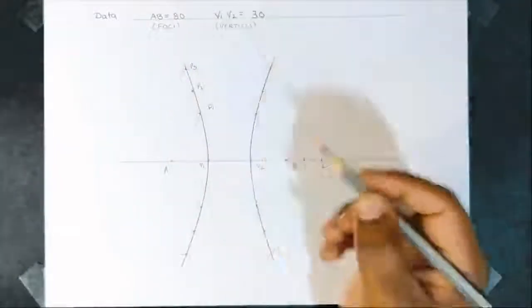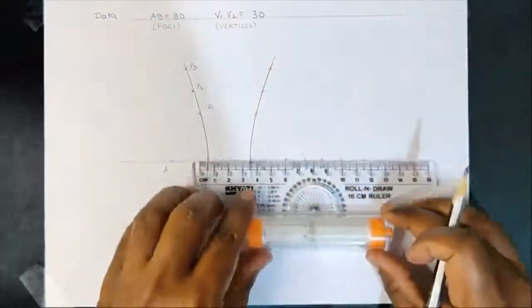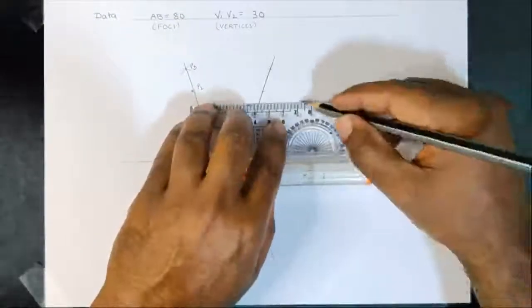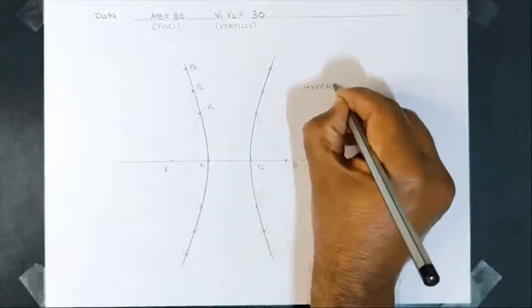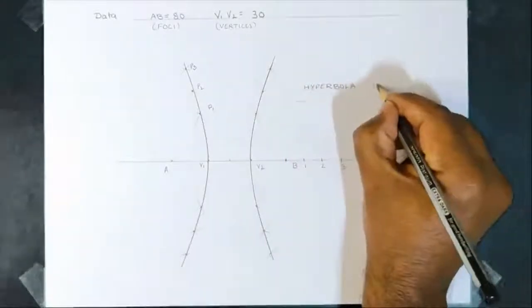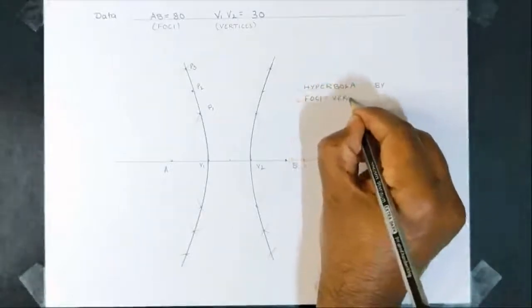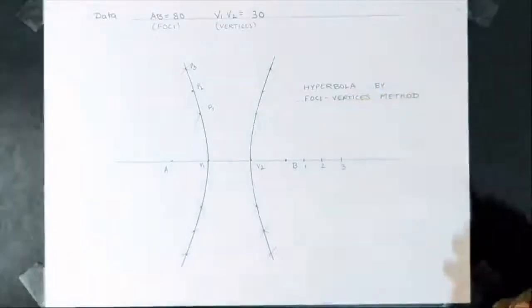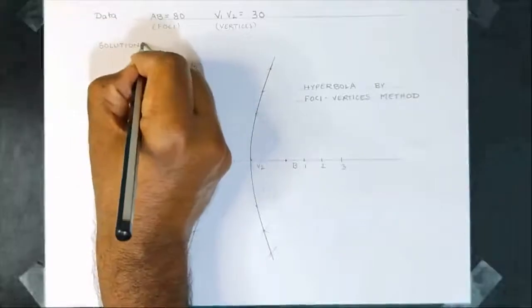So I name the points P1, P2, P3 corresponding to random points 1, 2 and 3, and this is the hyperbola obtained by the foci vertices method. I hope you are able to solve the problem, and this is the final solution that was desired.